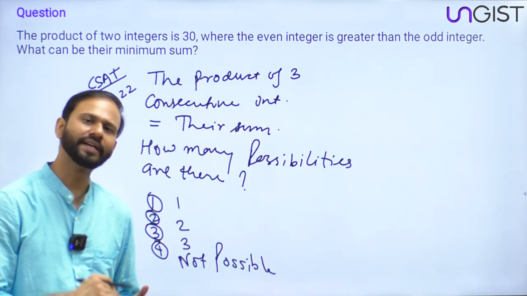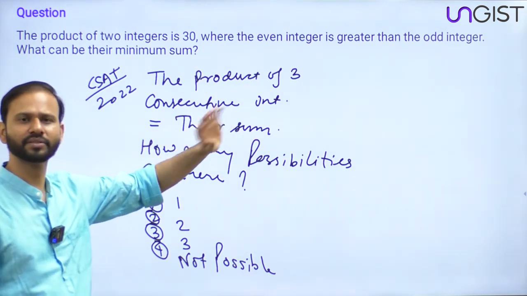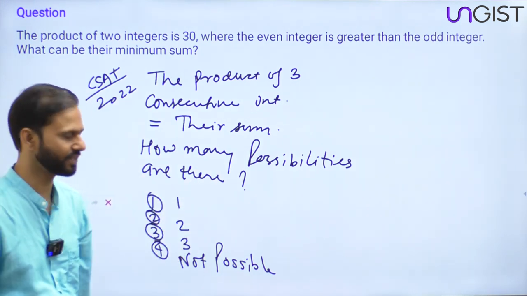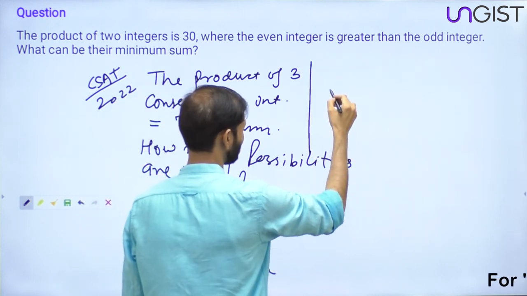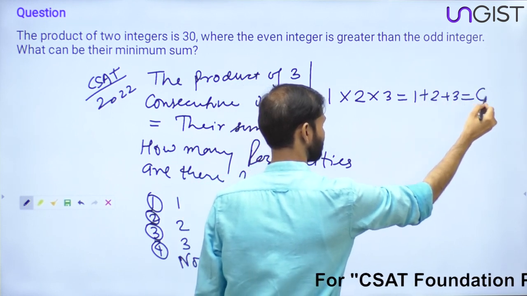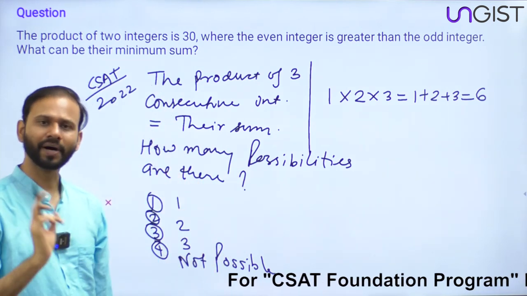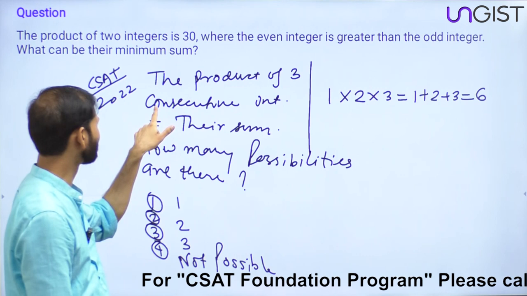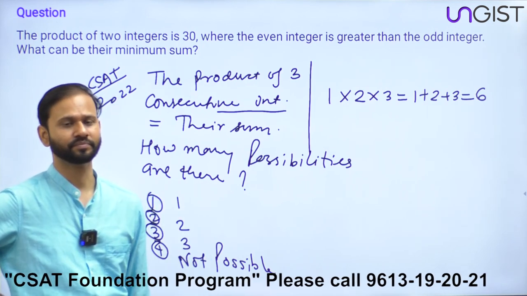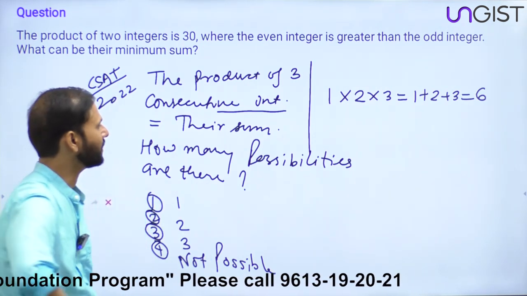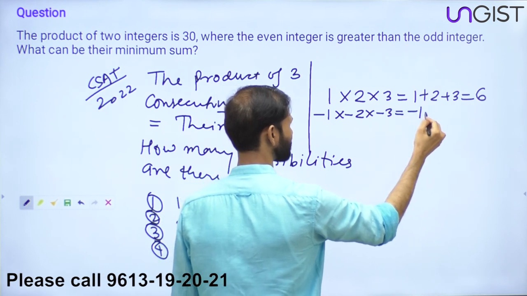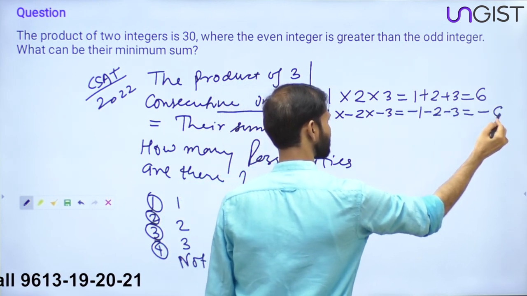So when they are talking about integers, as soon as you see this question, one thing comes to your mind: 1, 2, 3. The sum 1 plus 2 plus 3 is equal to 1 into 2 into 3, which is 6. This is very correct. But they are talking about integers. The product of three consecutive integers. Integers may be positive, and integers may be negative also. So it may be minus 1 into minus 2 into minus 3, which is equal to minus 1, minus 2, minus 3, which is equal to minus 6.